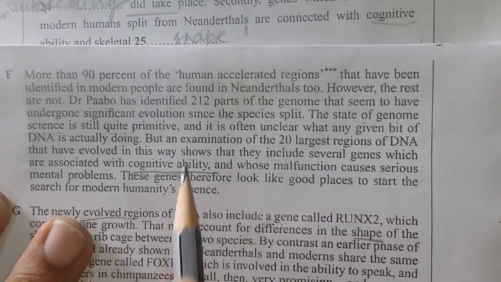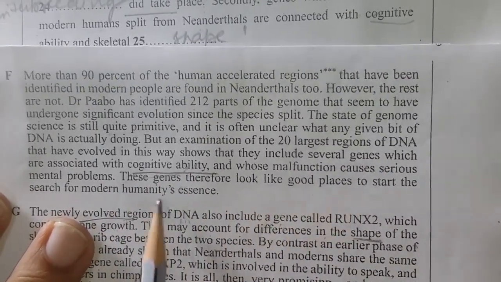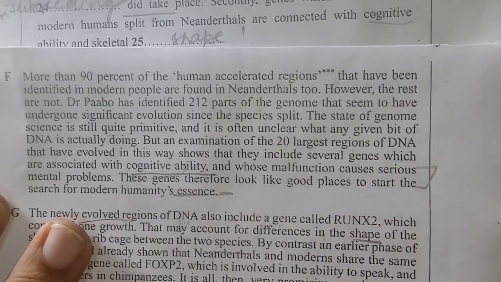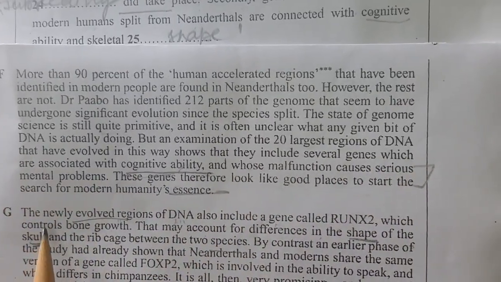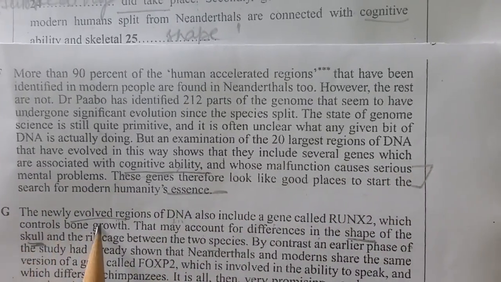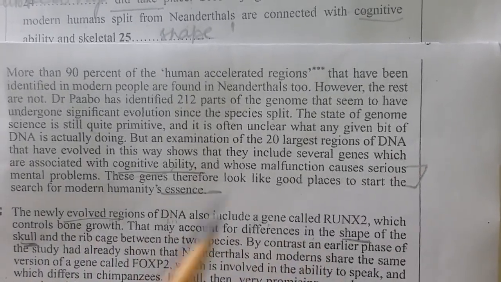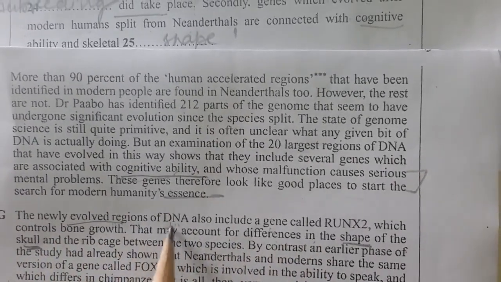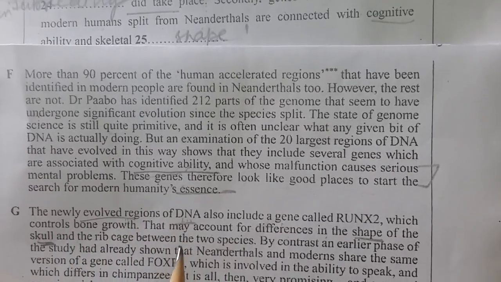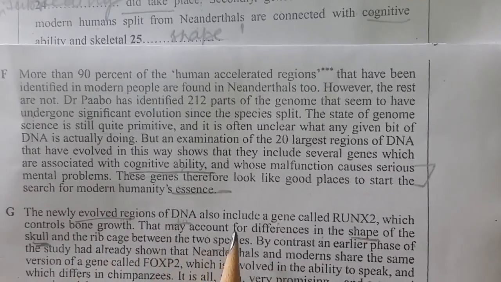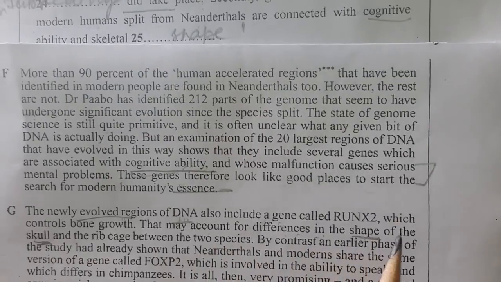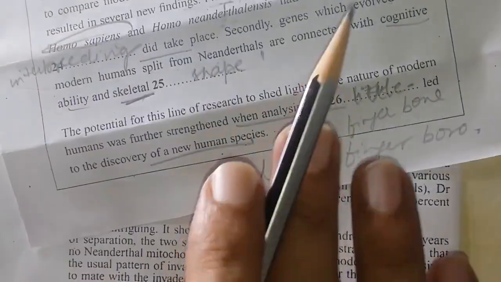These genes therefore look like places, it means these are part of this one. Then I am going to paragraph G here. The newly evolved regions of DNA also include a gene called whatever may be. Newly evolved regions of DNA. No need to read anything. That may account for differences in the shape of the skull.